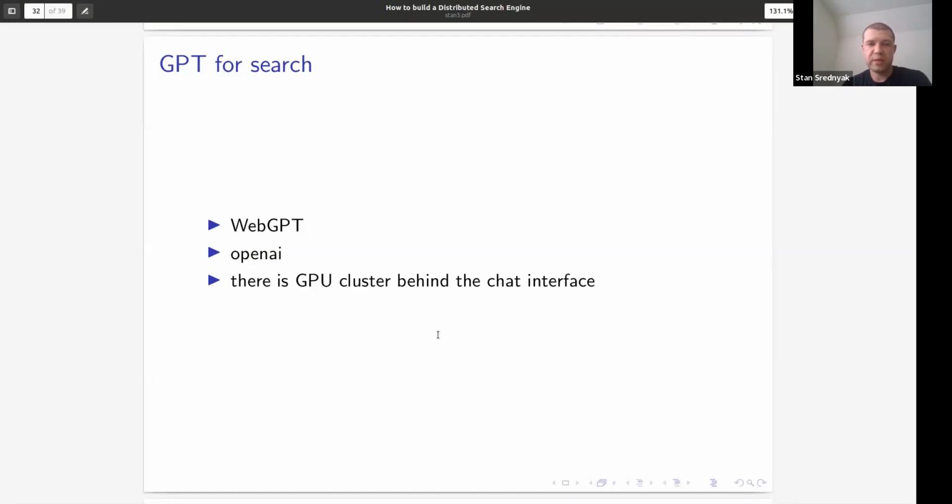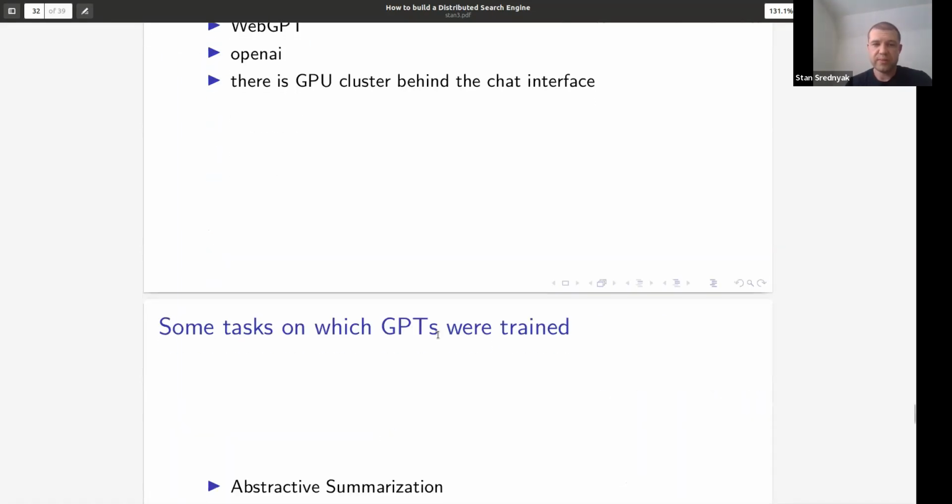Unfortunately, the code base behind each of these papers is not released, so you can only guess what's going on there. But what we know for sure is that there is a GPU cluster behind each of those chat interfaces, which makes things difficult for us because graphic processing units are expensive. And so far, we were able to utilize only CPUs from the community of users that joined our project.